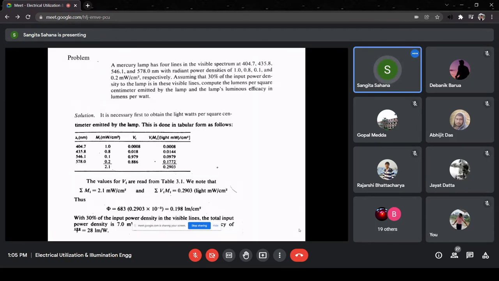You can see here, it's given that a mercury lamp has four lines in the visible spectrum at this wavelength with radiant power density this. Assuming that 30% of the input power density to the lamp is in the visible lines, compute the lumen per square centimeter emitted by the lamp and the lamp's luminous efficacy in lumen per watt.